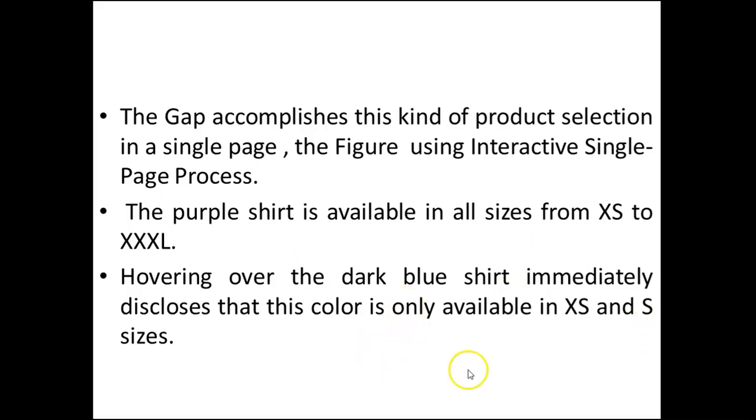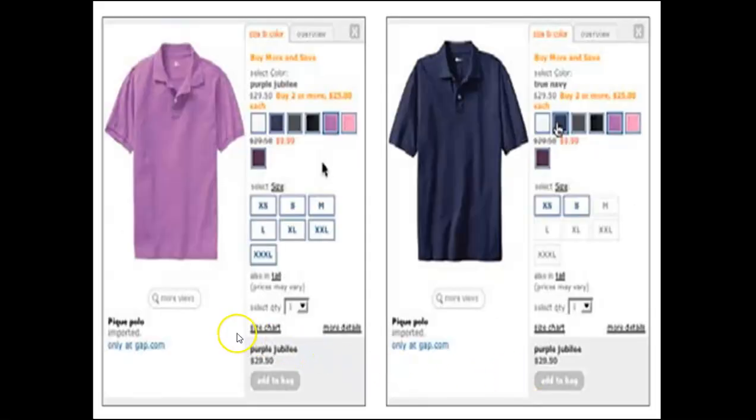The purple set is available in all sizes. Hovering over the dark blue set immediately discloses that this color is only available in XS and S sizes. Here is an example. When we hover over the purple set, it shows the sizes available. When we hover over the navy blue set, it shows it is available only in two sizes.